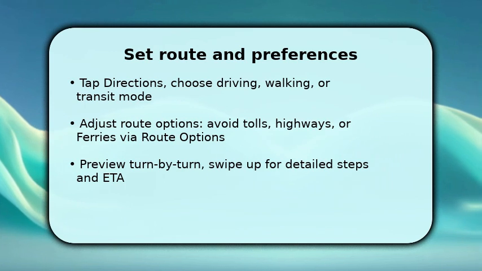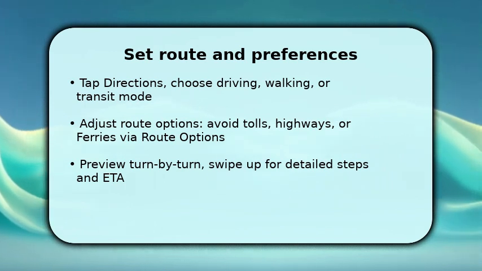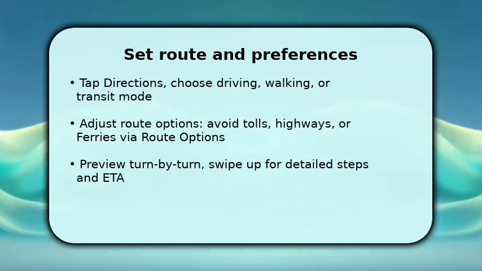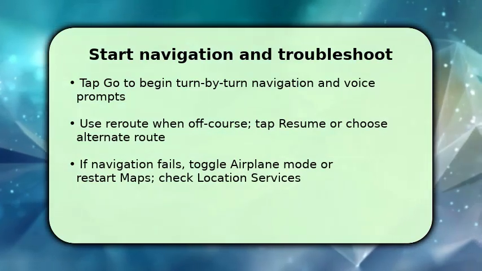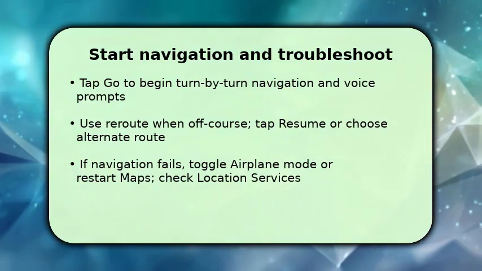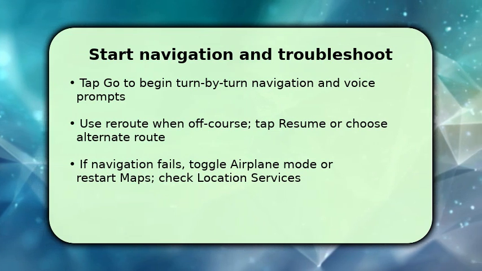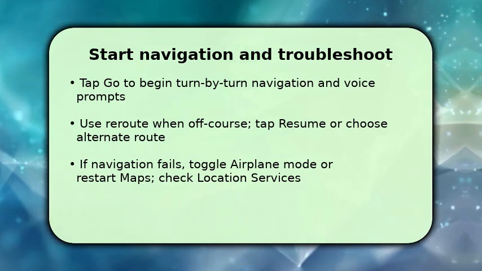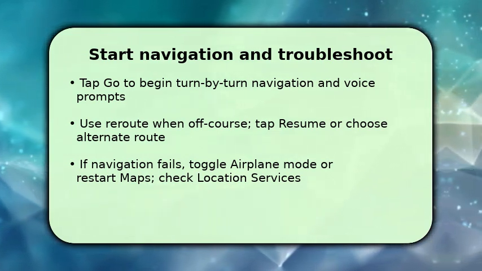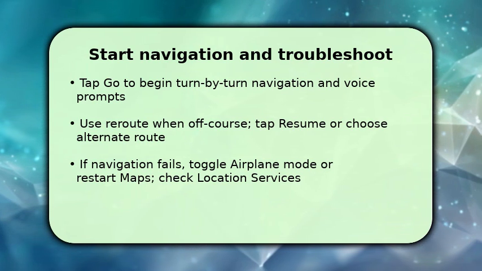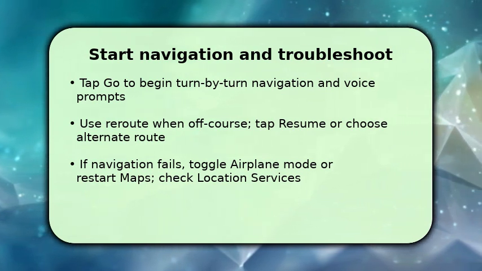Tap Go to begin turn-by-turn navigation and listen to voice prompts. Follow lane guidance and junction views when shown. If you go off course, maps will reroute automatically. Tap an alternate route if you prefer a different path. Make sure Do Not Disturb while driving isn't blocking notifications, and keep volume up for spoken directions.